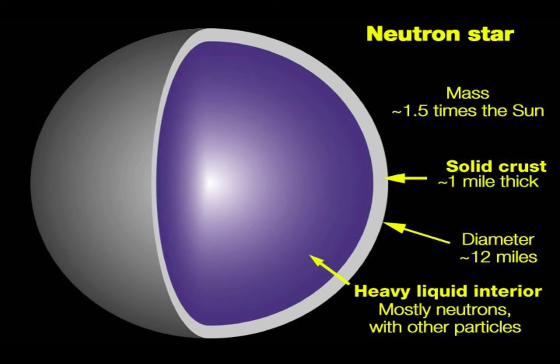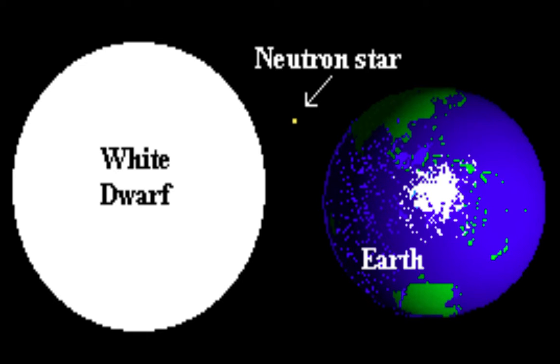The star is around 12 miles in diameter, but a teaspoon of the star's mass will have about the same mass of the Earth. These stars are made mostly of all neutrons. You could consider one neutron star to be one giant nucleus of an atom made of neutrons. For large mass stars, well, this is a neutron star compared to Earth and a white dwarf.